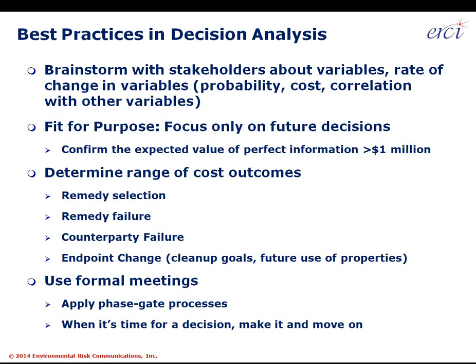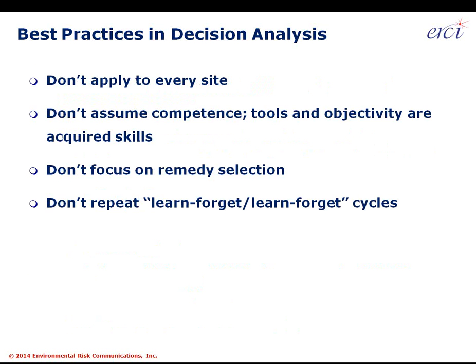Different variables include remedy failure, counterparty failure, and endpoint change. Those endpoints include cleanup goals and future use of properties, some of which are under the control of the owner, some of which never will be. Finally, use formal meetings. Formal meetings include respect and adherence to a phase gate decision-making process, and again, when it's time to make a decision, document it and move on.